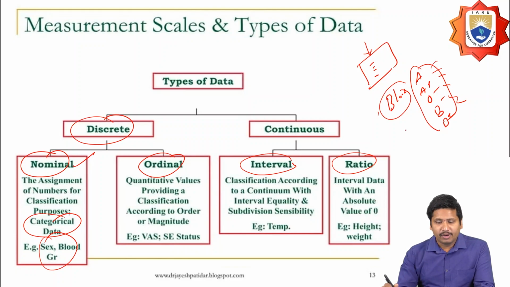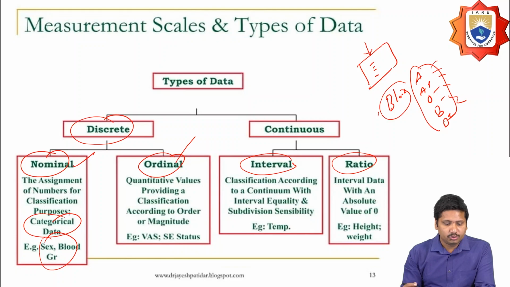Similarly, the second type of discrete data is what we call ordinal data. Ordinal means the values are quantitative, and they provide classification according to order or magnitude, like SC status. So ordinal values are quantitative, and they also provide a classification according to the order.